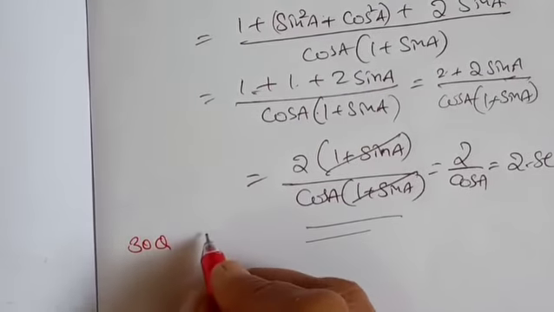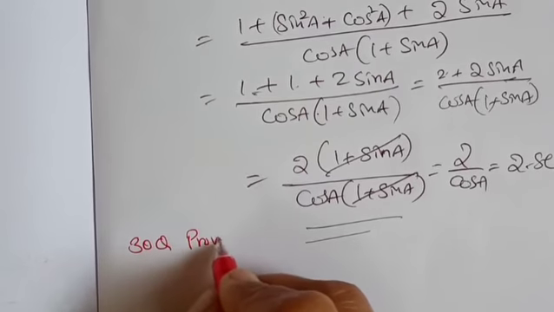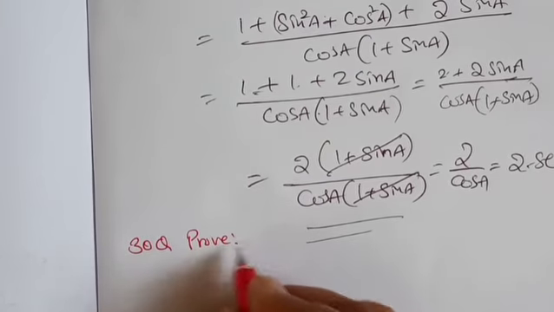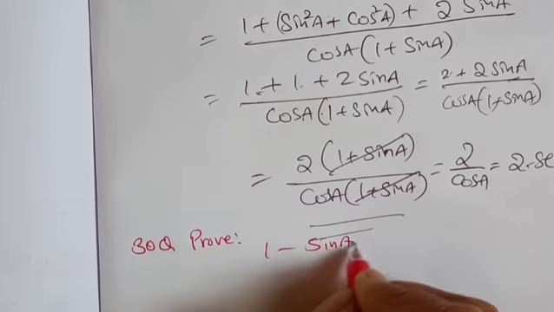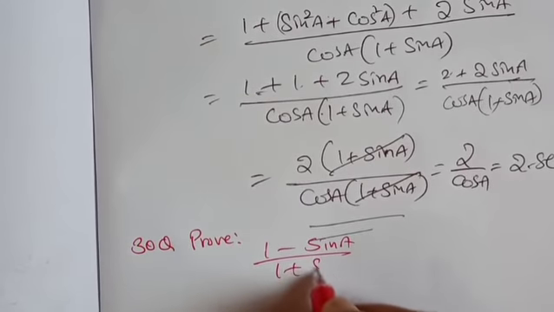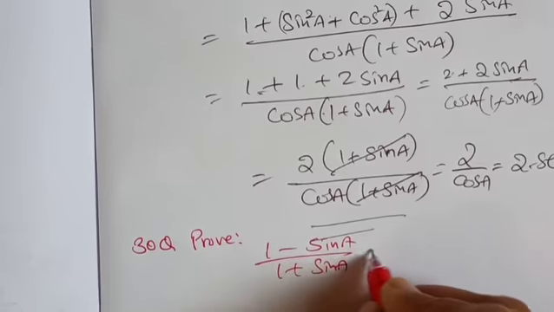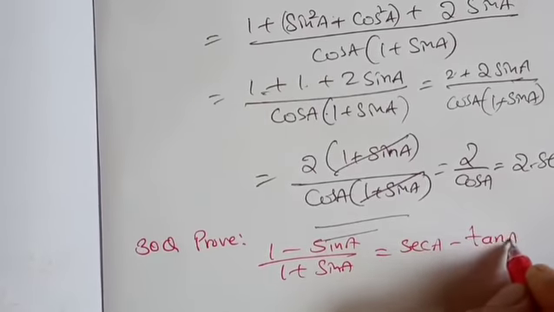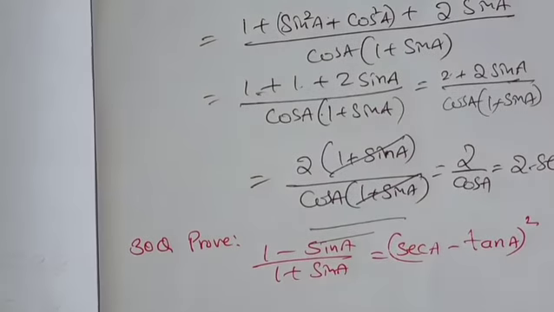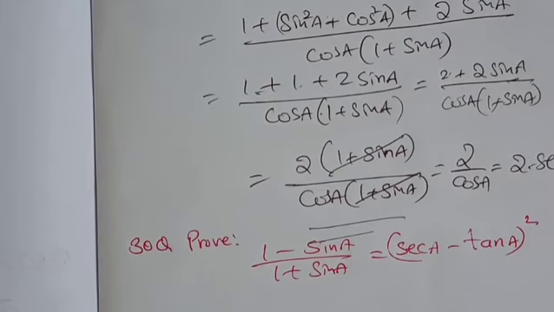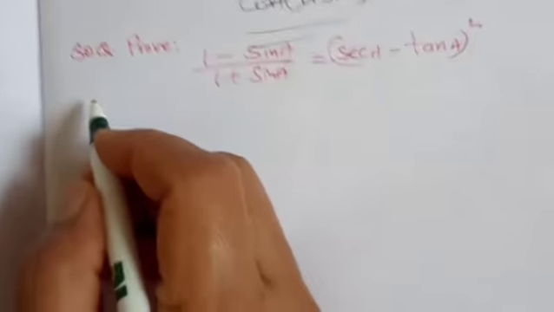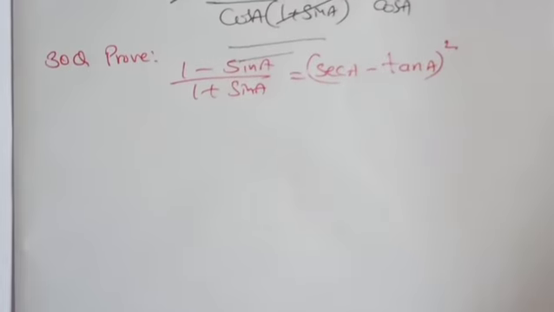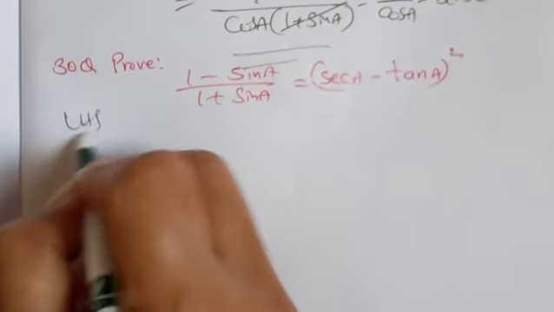Question number 30. Prove 1 minus sin A by 1 plus sin A is equal to sec A minus tan A whole square. Yes, children, you can go from RHS to LHS also, or LHS to RHS. Yes, now we'll start from the LHS to RHS.